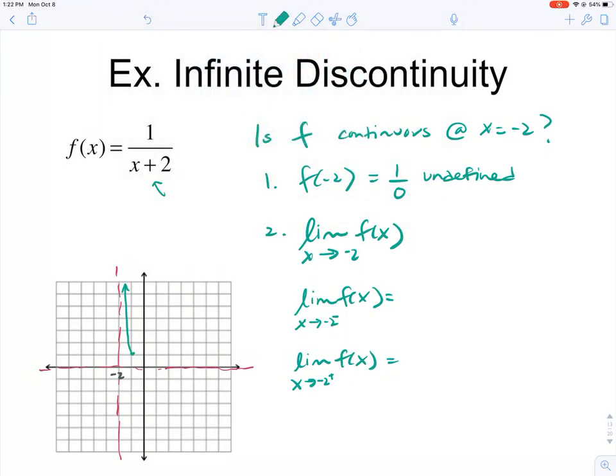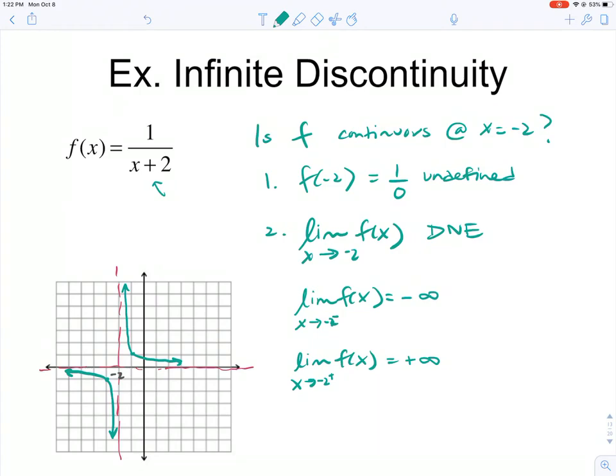Branches get shifted to the left 2. Okay, so limit as x approaches -2 from the left looks like we get negative infinity, and from the right we get positive infinity. So this limit is just D and E, the two-sided limit. And both of the one-sided limits don't exist, right? Because we're saying they're equal to positive or negative infinity.